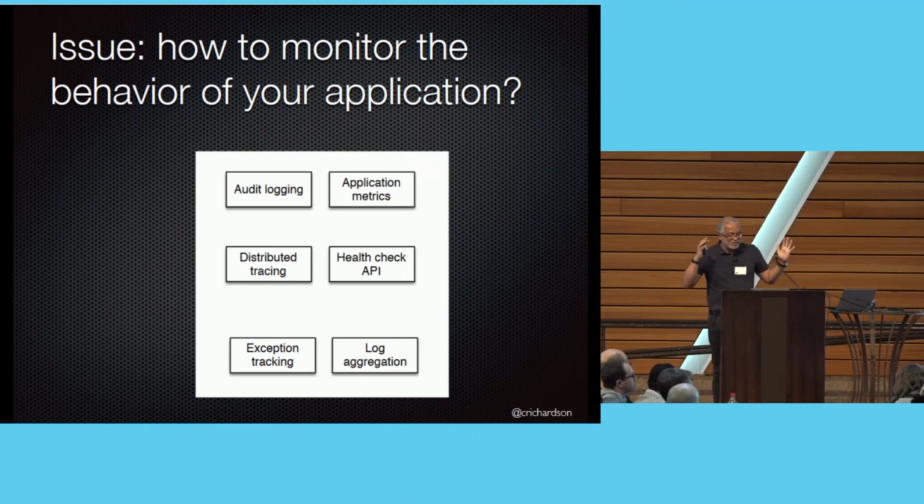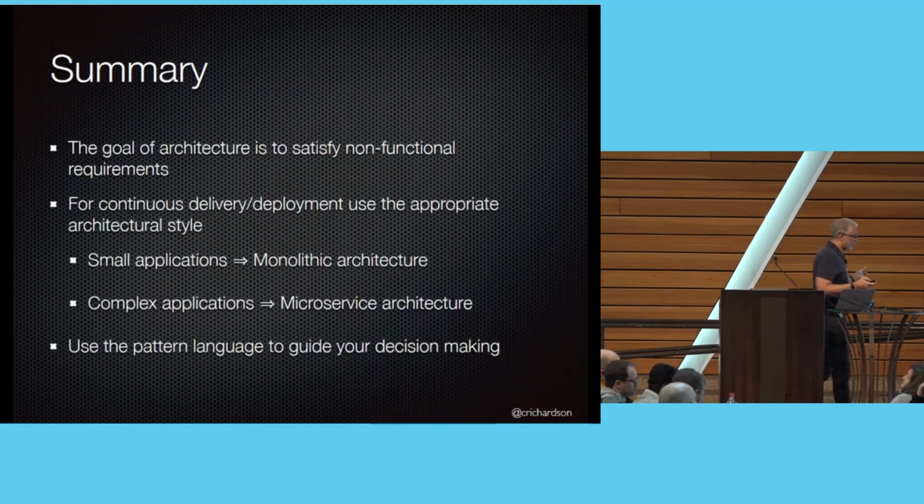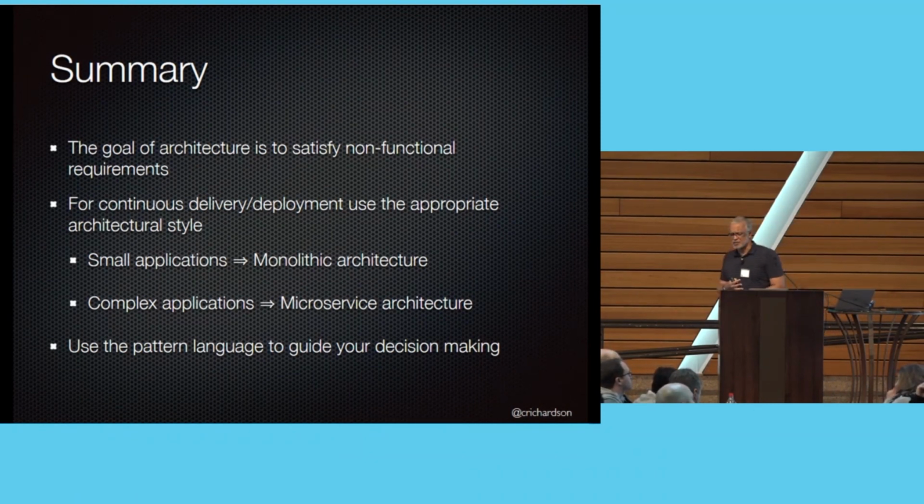So anyway, that's pretty much my talk. That's how you can use the pattern language. To summarize, the goal of architecture is to satisfy the non-functional requirements. Today, in addition to the usual ones like security, reliability, and scalability, speed of development, namely maintainability, testability, and deployability, are becoming really important. Effectively, you want to use DevOps.